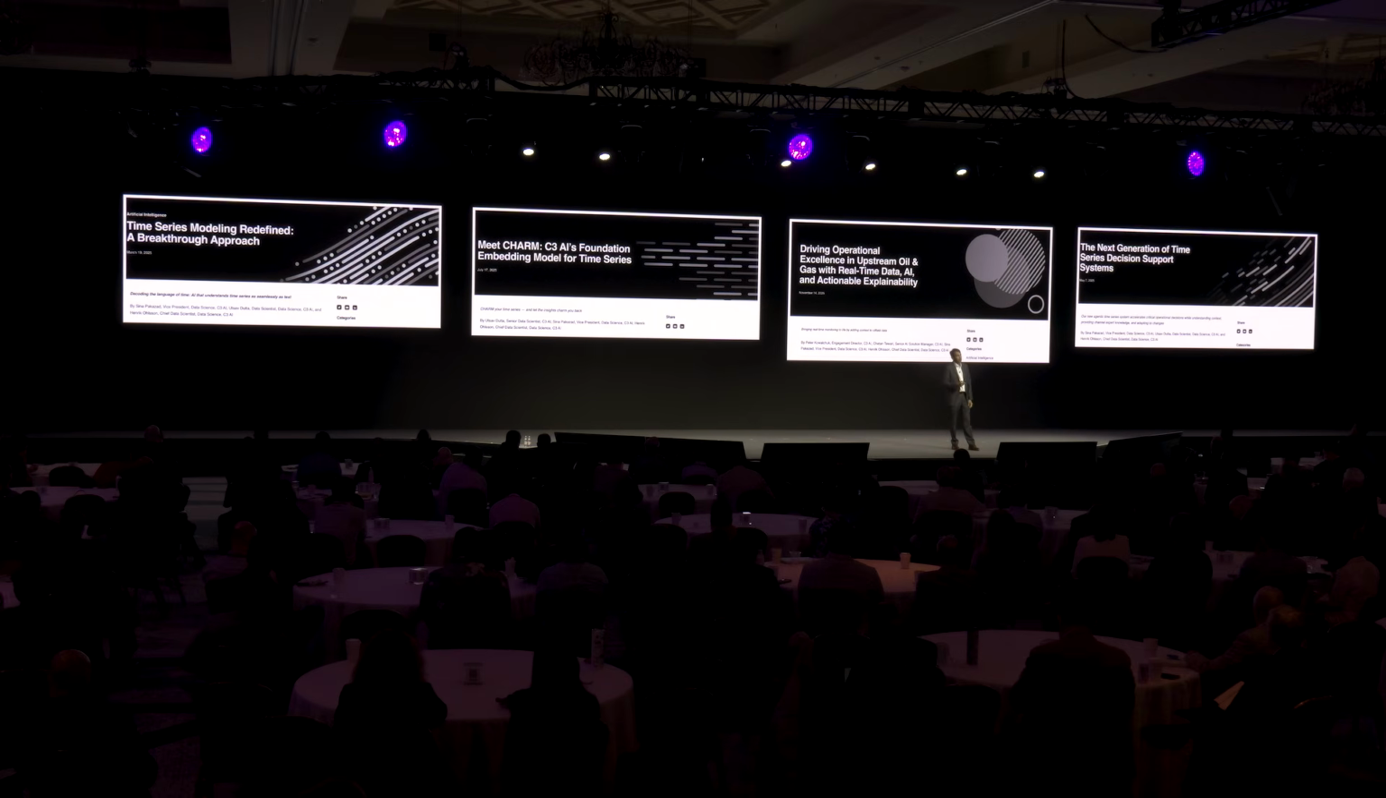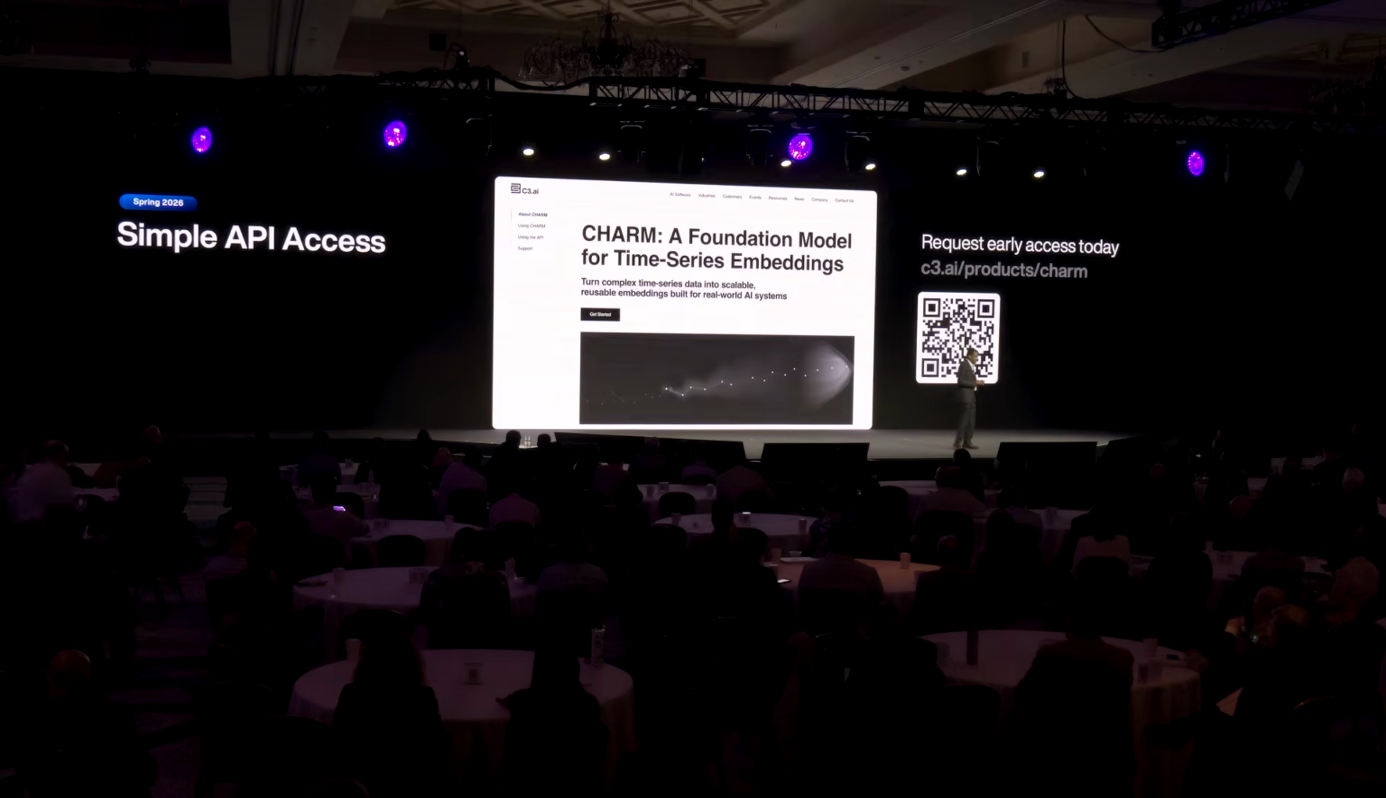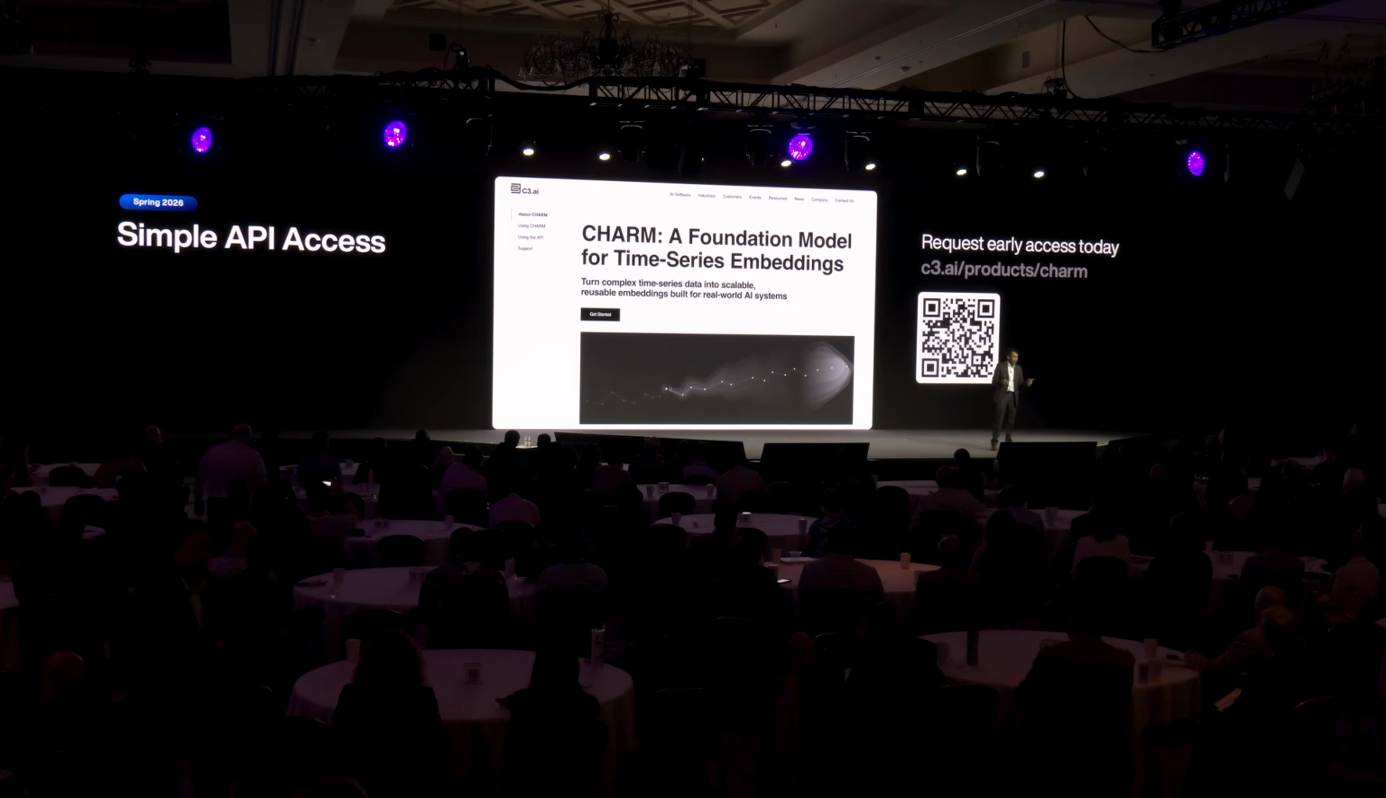We've published a lot in the space on blogs on our website. We have some academic papers in the works. And then we also launched this live on our website. So if you go to c3.ai/product/charm, you can see this foundational model, and it's in private preview. If you're interested in trying it out, just fill out a form there or scan the QR code on your screen here. We'll work with you to get you early access into the model. It's a simple API-based access capability today.